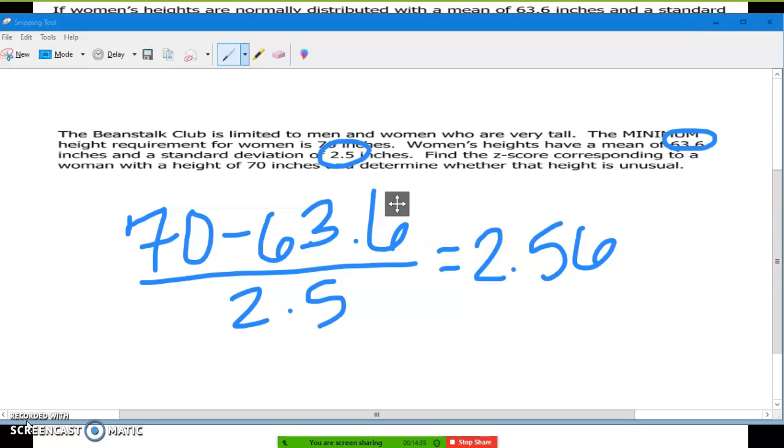Okay, think about the empirical rule. Think about anything 2 or higher standard deviations, what percentage of scores that would be. Anything above 2 standard deviations is going to be considered unusual in most cases. So yes, a height of 70 inches is unusual in this case.